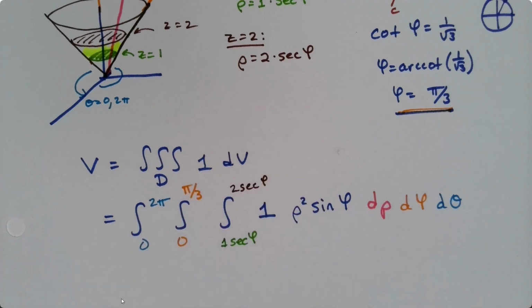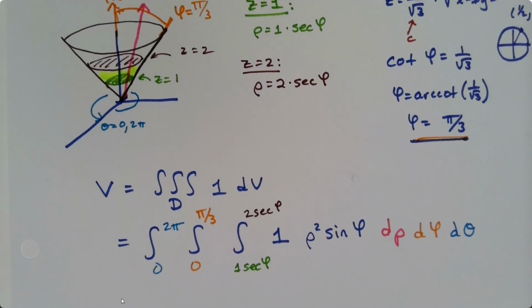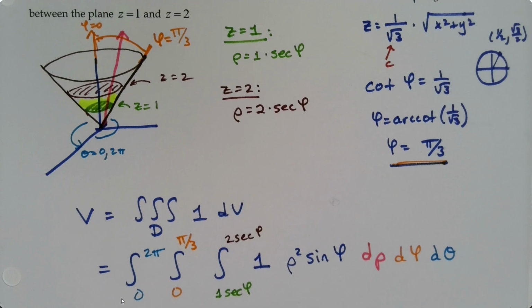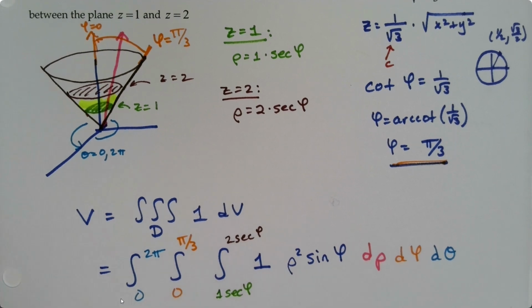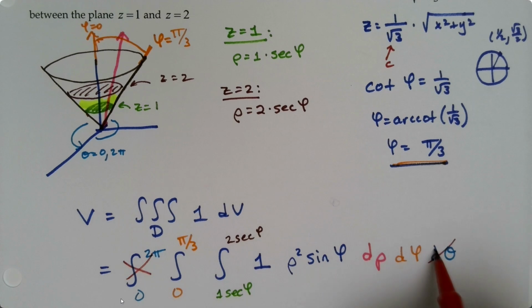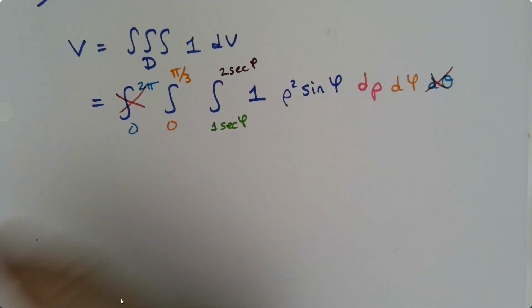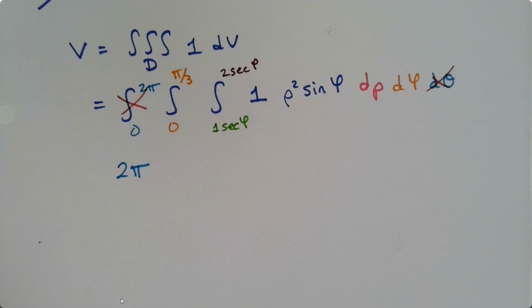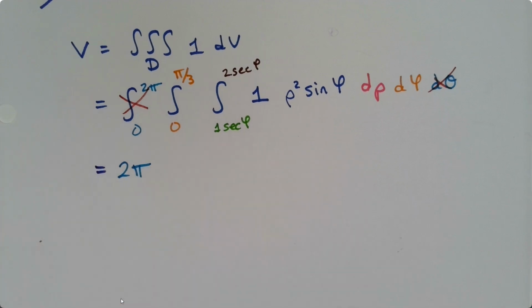Let me see if I can get all of that on screen together. Okay, so now we just have to start integrating. You'll notice, yet again, there is no theta in this entire integral. There's no theta anywhere. So that means that we can cross off one of the integrals and turn it into 2 pi out in front, yet again. We do it a lot.